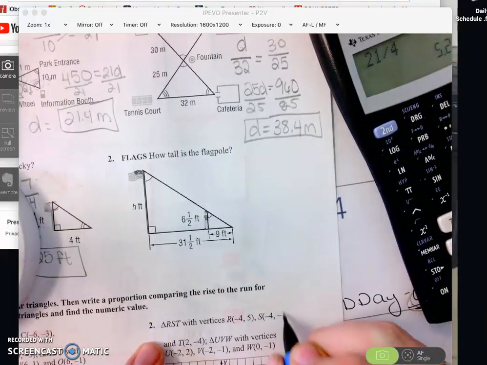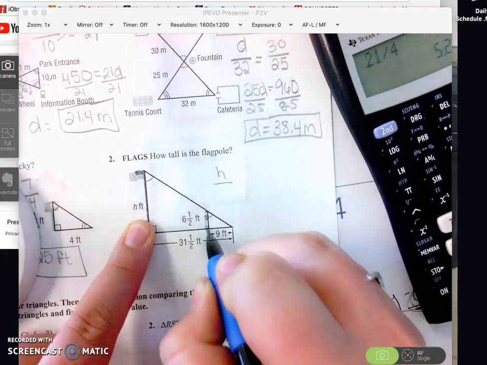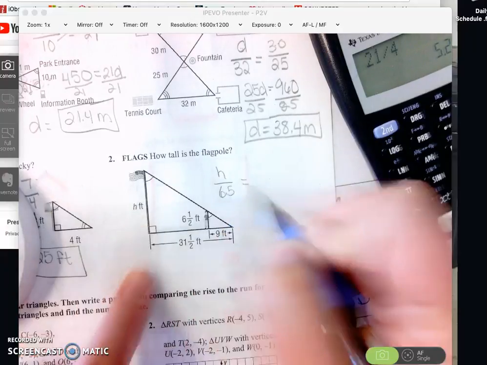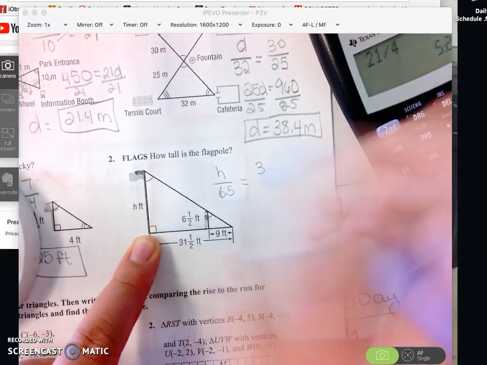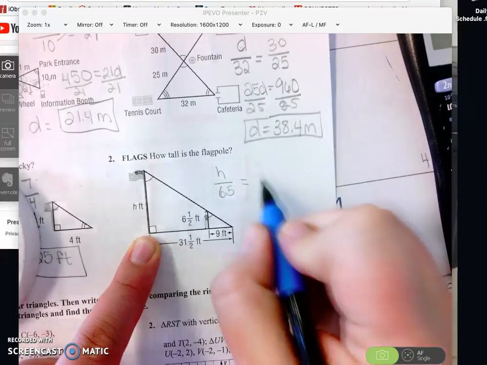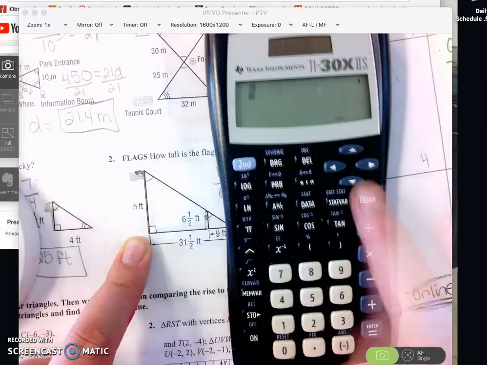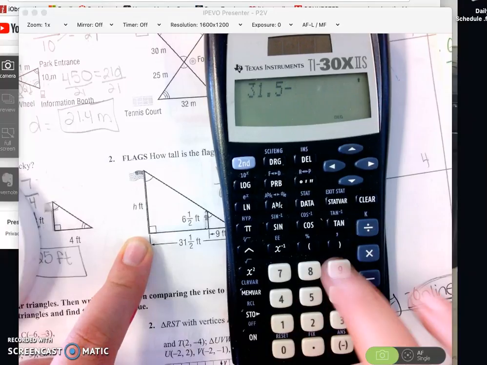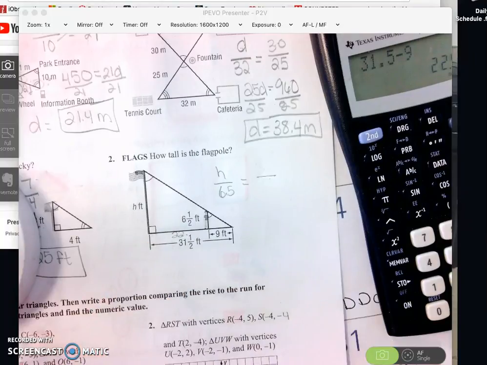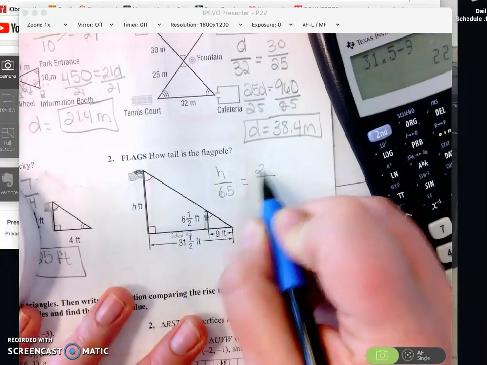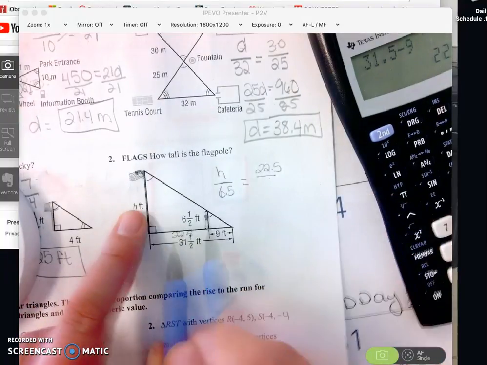Next one. How tall is the flagpole? So I have height over this height, which would be 6.5. The whole thing is 31.5, but I only need from here to here, so it's not 31.5. So from here to here, I would actually have to do 31.5 and subtract that 9 feet. So this right here is 22.5. Corresponding sides, same triangle.